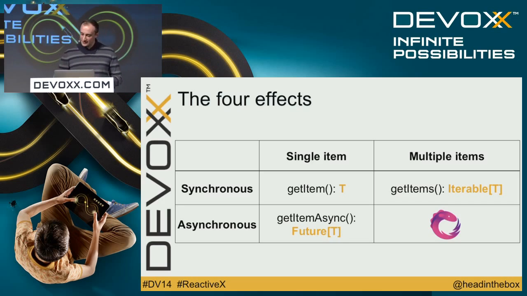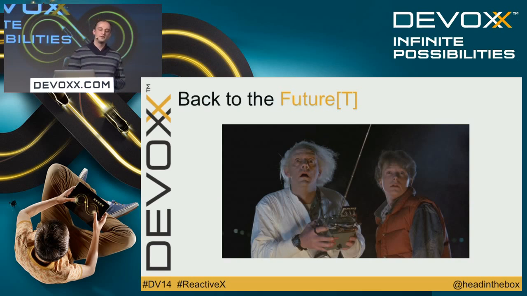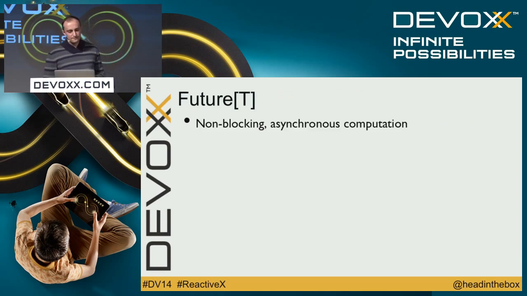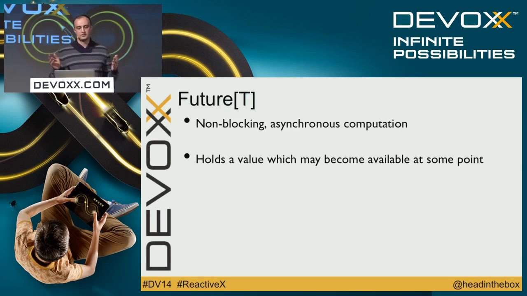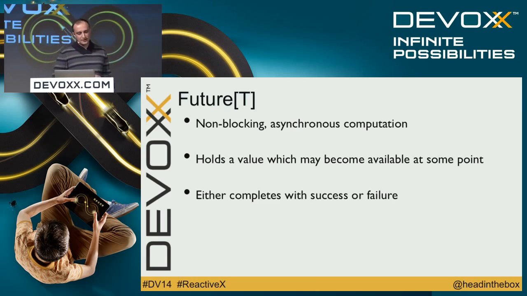But before we dive into that, let's take a step back and look at the future. Like I said, the future is a non-blocking and asynchronous computation. So we don't wait until this computation actually has a value. We just call it, it starts computing, and then whenever the value is ready, we react to it. That actual value may become available at some point in time. Now, a future might either complete successfully, in which case we will get the value of type T, or it might fail, in which case we have to react upon a failure.